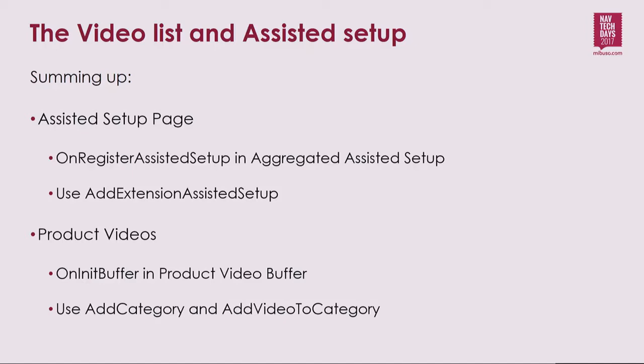a new video to the video list, we make use of the on-init buffer event in the product video buffer table, and again we make use of the methods exposed by the same table, in our example add category and add video to category. I'm gonna give the word back to Henrik.